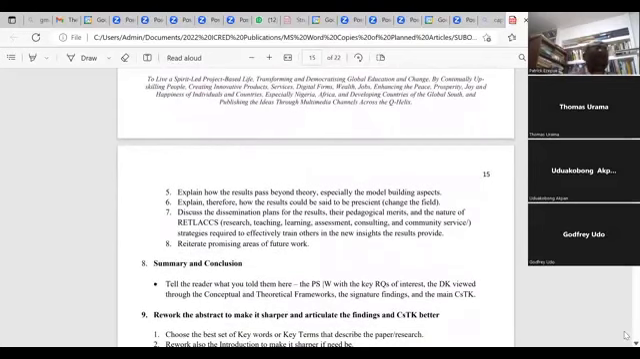Explain how the results pass beyond theory, especially to lead to models for doing stuff better than currently exists. Explain, therefore, how the results could be said to be prescient to change the field. And then discuss the dissemination plans for the results, their pedagogical merits, the nature of RITLAC's contributions. This is a baby that you need to watch.